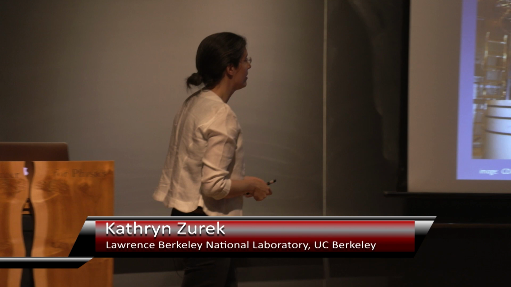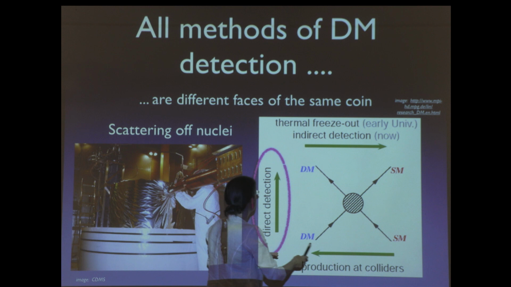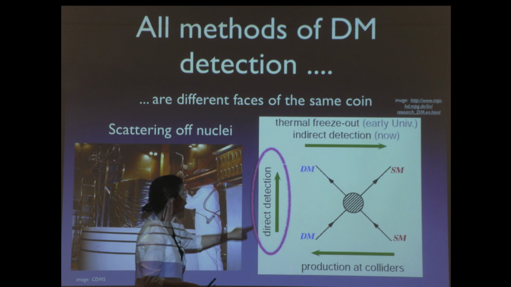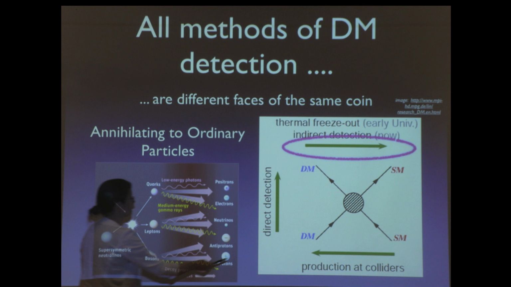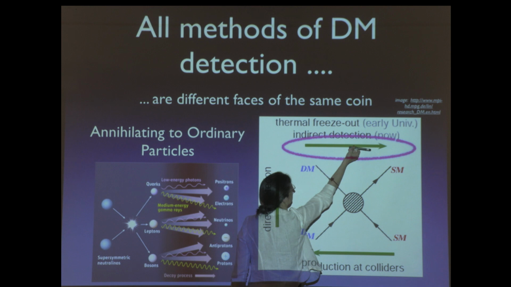So all these methods of dark matter detection are different sides of the same coin. Scattering off of nuclei in these underground detectors, that was the first way that we talked about. Dark matter came in and interacted with a standard model. So this process here, dark matter in, dark matter out, standard model in, standard model out, that goes this direction, and that's direct detection in underground experiments. When dark matter annihilates here into standard model particles, protons, electrons, photons, that's an annihilation process, which is indirect detection. That was the Fermi satellite.